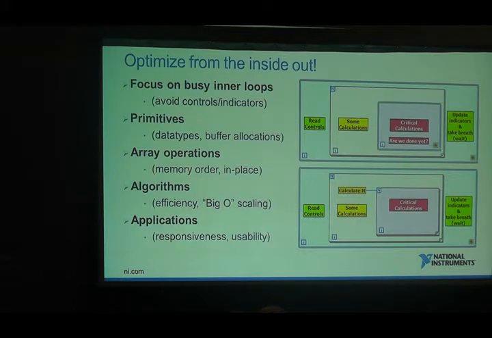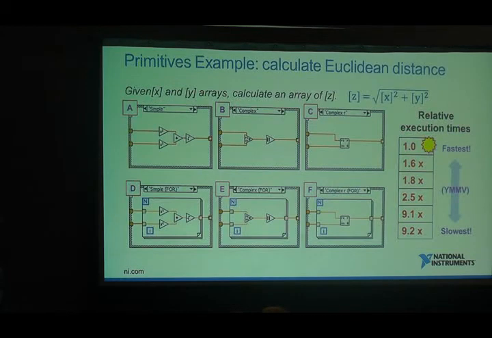And then we look at primitives and pick the right primitives. I have examples for that. Then we look at array operations. And then as we build all these primitives and arrays into an algorithm, we try to find the most efficient algorithm to do a certain task. And then once we have all this together, we build an application that the user uses, that hopefully functions very fast and is easy to use.